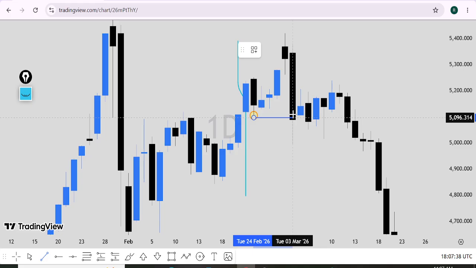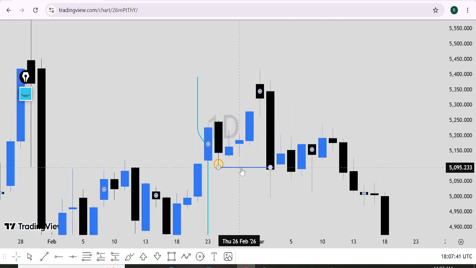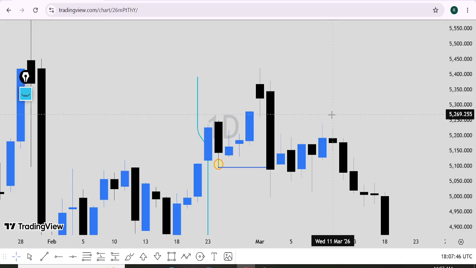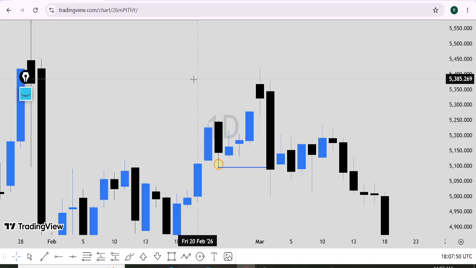You can see the body has closed. This large black candle has closed below the swing low. That's why it's a structure shift to the downside on the daily chart. When price has shifted its structure on the daily chart, that is your direction. Until price shifts the structure against the previous structure shift, you have to continue trading in the direction in which the recent structure shift has happened. Right now, the structure shift has happened to the downside. That's why we will be looking to sell the price.